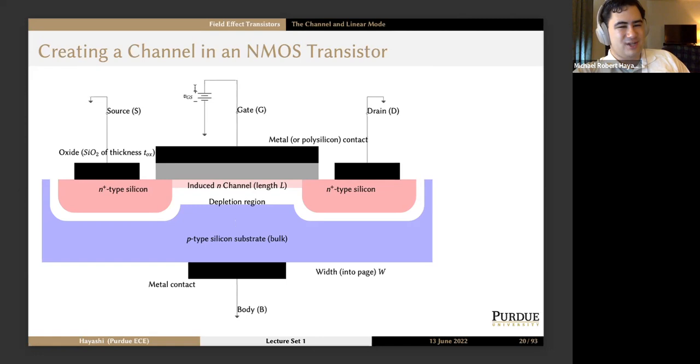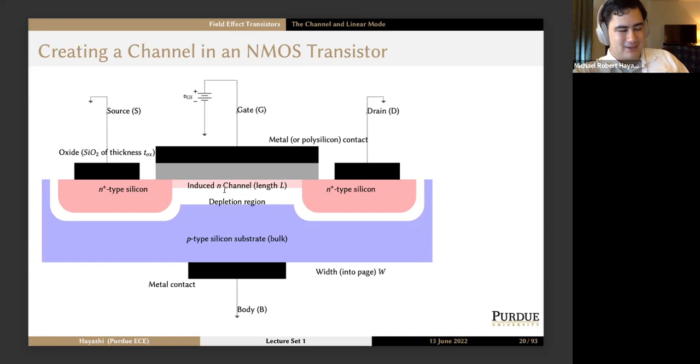But when we apply this VGS greater than 0 to the NMOS transistor, this potential difference causes holes to be repelled from the channel region under the gate, and it's going to attract all the free electrons from the N plus type wells. So it's going to create this depletion region with uncovered bound negative charge and create this N-type channel directly underneath the oxide layer.